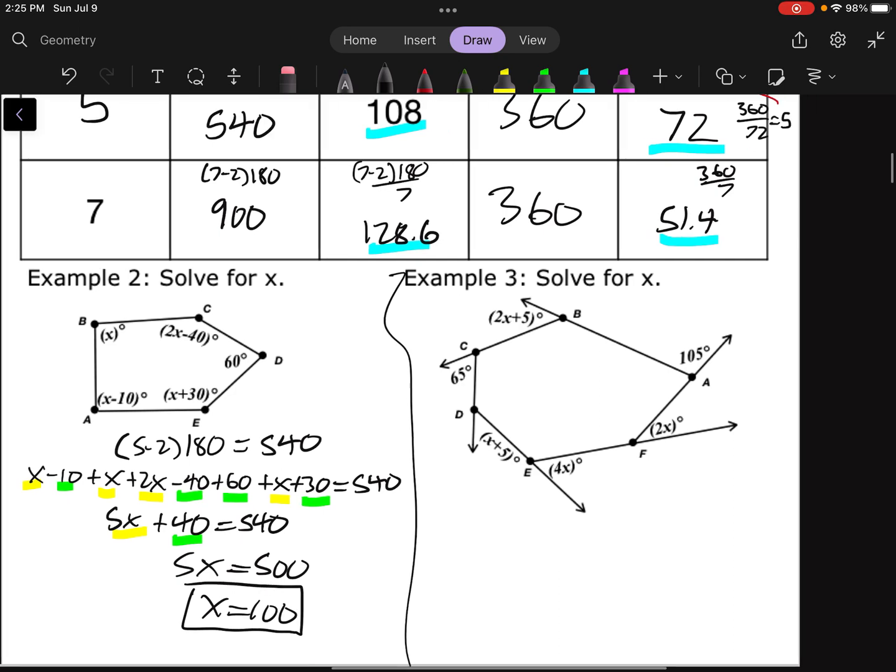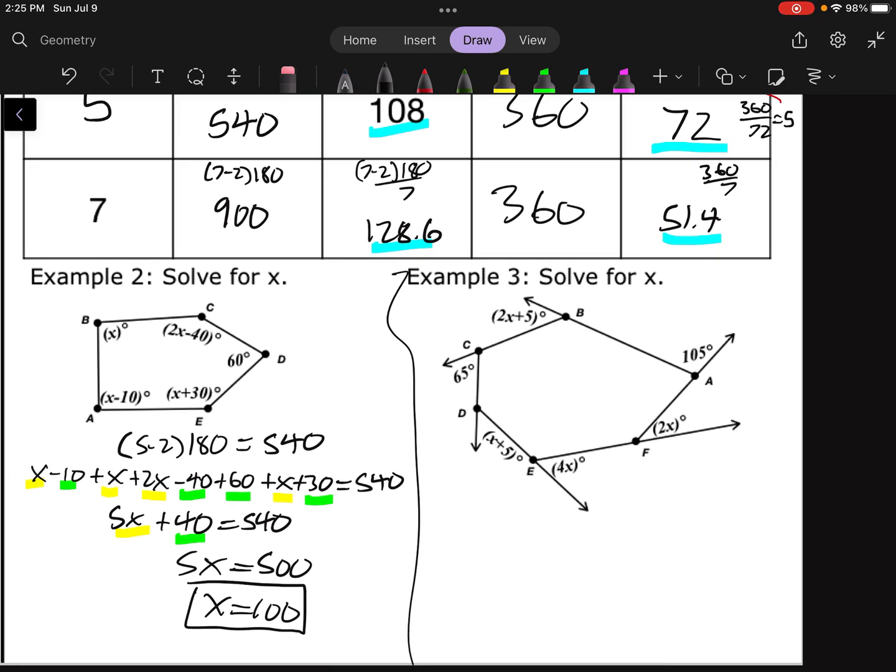Cool. And then the last one, those are all exterior angles. We know that exterior angles have to add up to be 360. So I'm going to do 105 plus 2x plus 5 plus 65 plus x plus 5 plus 4x plus 2x equals 360.